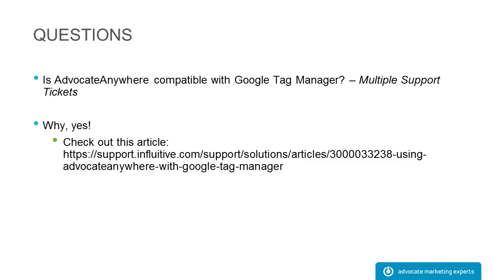Chris asked one more question. Can you change the mystery box icon that is shown? The mystery box is just something I added. You can customize that picture. That's also in your AdvocateAnywhere settings within your hub. You can upload any icon that you would like in there.